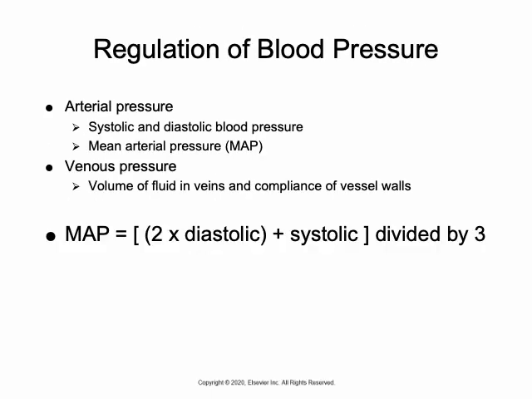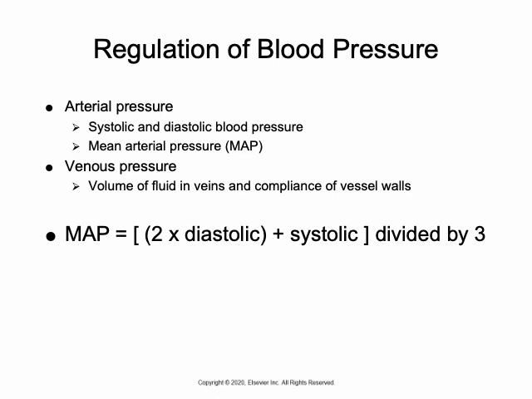We're going to shift the topic a little bit and start talking about what regulates our blood pressure. First, we'll talk about arterial blood pressure, which is determined by the cardiac output multiplied by the peripheral resistance. Systolic blood pressure is the highest arterial blood pressure, which occurs after ventricular contraction, or systole. The diastolic pressure is the lowest arterial pressure, which occurs during ventricular filling, or what we refer to as diastole.